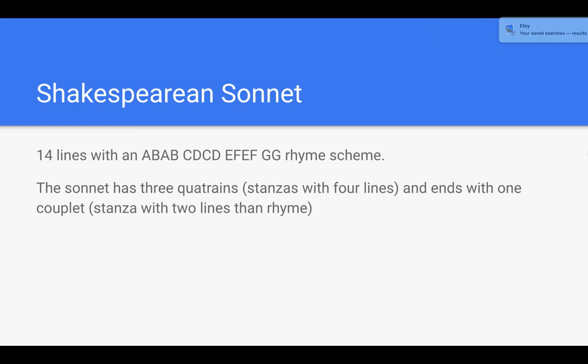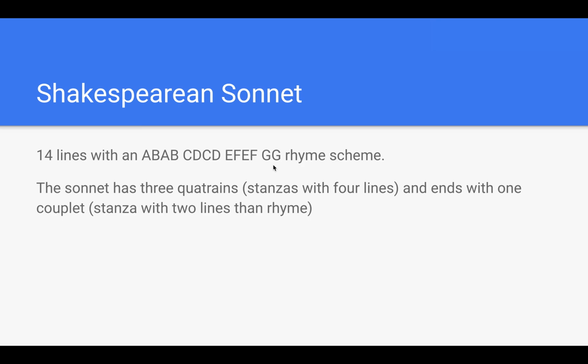Well, all sonnets have to have 14 lines. All sonnets have to have 7 sounds. And a Shakespearean sonnet is going to say the sound pattern has to be A, B, A, B, C, D, C, D, E, F, E, F, G, G. So what does that mean?